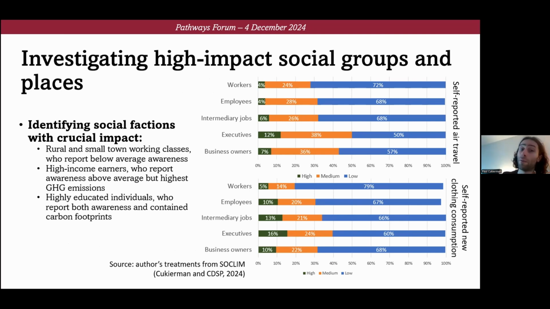And so the first part of my work has been to identify those crucial social fractions, and those include particularly two fractions of upper classes. High income earners report awareness above average, but also have the highest GHG emissions across society. And a second fraction are highly educated individuals who both report awareness but also contained carbon footprints.